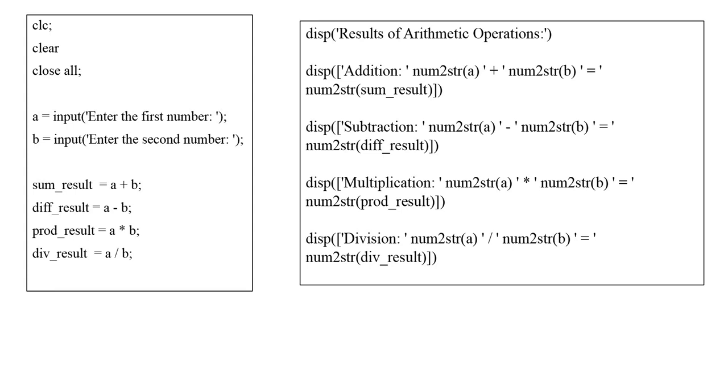Here we are using num2str, that is, we want to convert the numbers into strings so that they can be combined with the text and make the output clearer and more readable. So, disp Addition, then num2str of a, num2str of b is equal to num2str of sum_result. This is for a, this is for b, and this is for the sum. Similarly for the difference, product, and division.